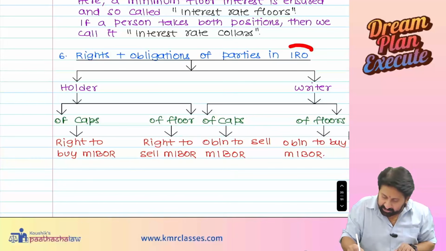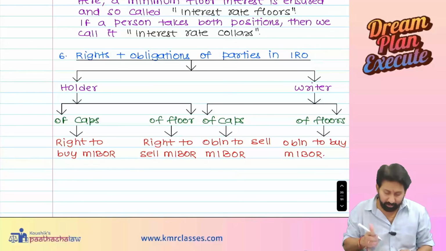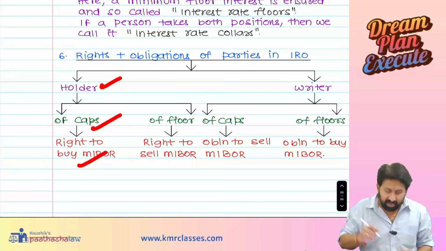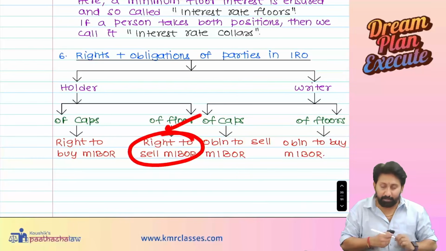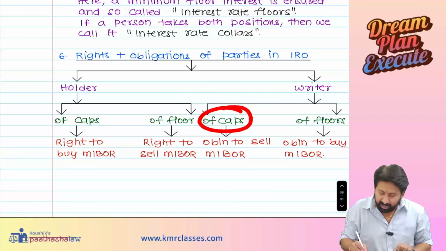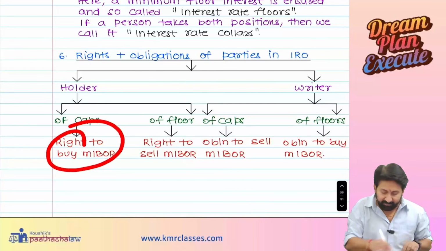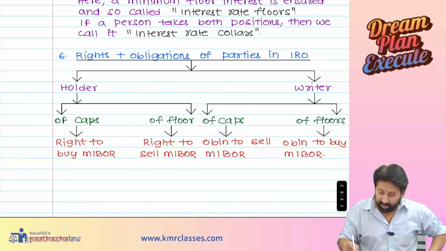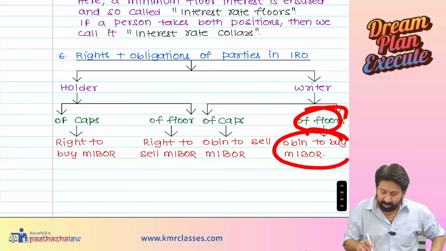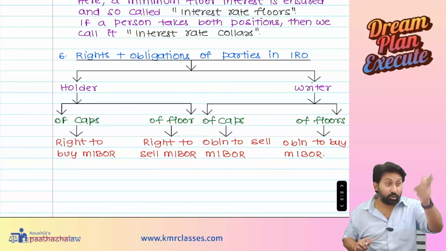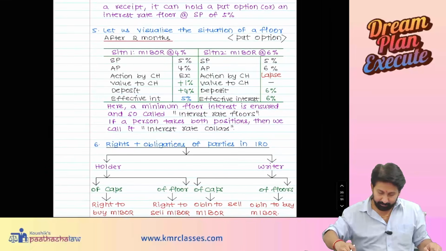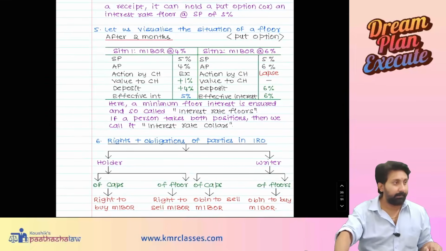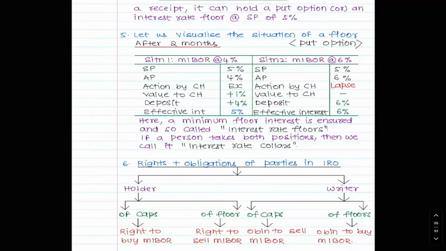Rights and obligations of parties in interest rate option. A holder of caps has a right to buy MIBOR. A holder of floor has a right to sell MIBOR. A writer of cap has an obligation to sell MIBOR if this fellow exercises the buy. A writer of floor has an obligation to buy MIBOR if this holder exercises to sell. Okay, read the content clearly.